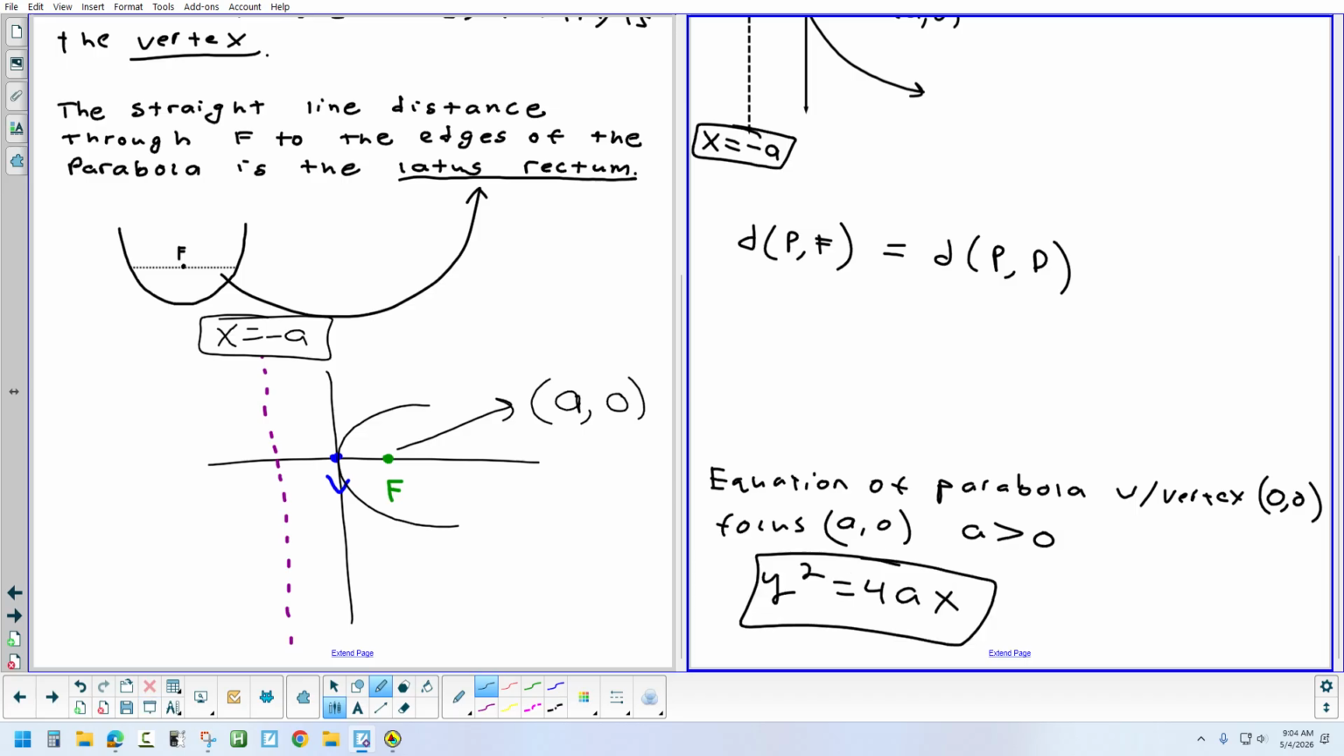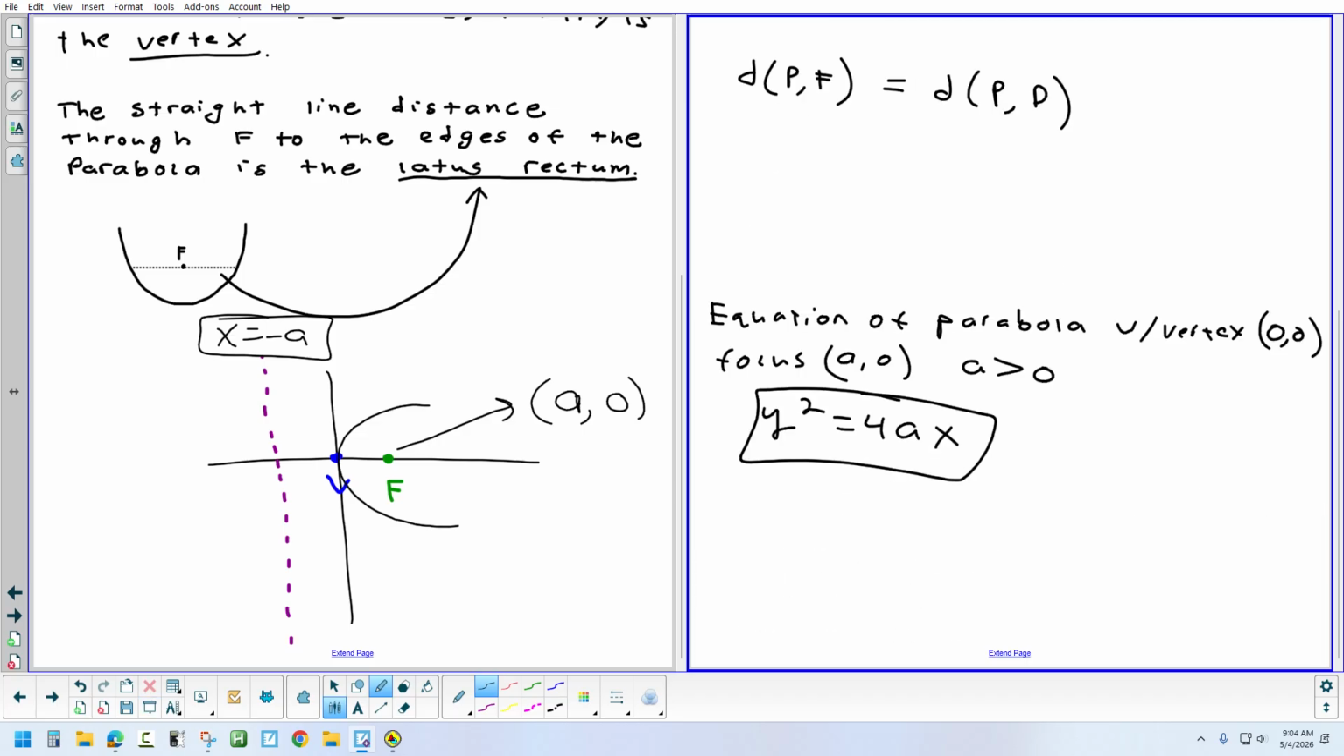So let's go to this. This is the equation of a parabola with the vertex at the origin, and the focus is a, comma, 0. It's y squared equals 4ax. So generally what you have to do is figure out what a is, either from a picture or from information that I give you. A is always a positive number. Think of A as a distance. It's the distance from the vertex to the focus, and distance can't be negative.